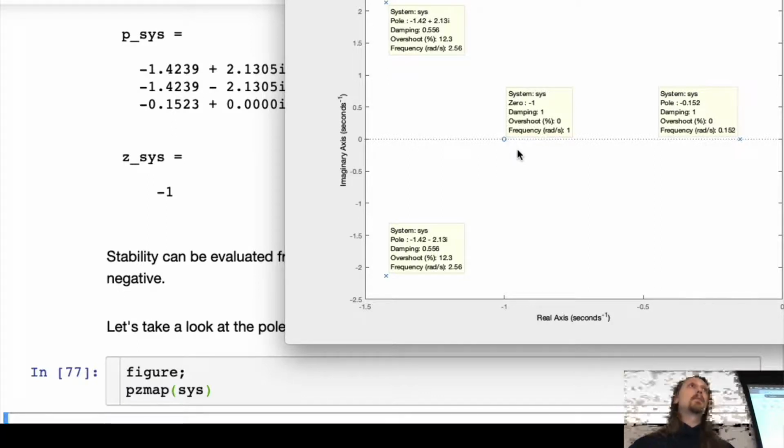So if you just wanted to look at the pole zero map, that would also be a way to look at the stability of the system. The poles all show up in the left half plane, right? The left half plane of the complex plane. So they all have negative real parts, and therefore the system is stable. So that's another way to look at it.